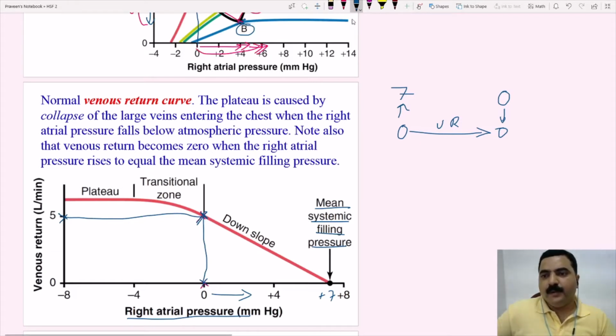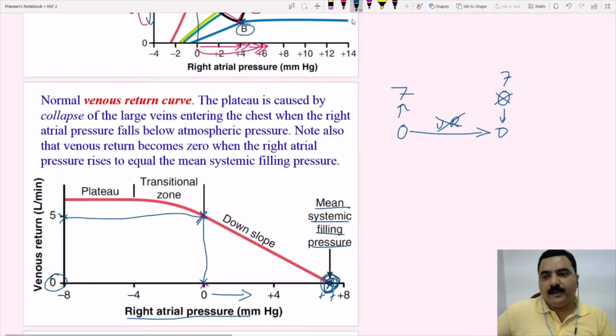Now if you increase this 0 to 7, what will happen to the venous return? No venous return. The venous return will become 0. That is why the venous return becomes 0 when the mean systemic filling pressure and the right atrial pressure meet together. This point represents the mean systemic filling pressure and the right atrial pressure. If both of them are the same, there is 0 venous return.